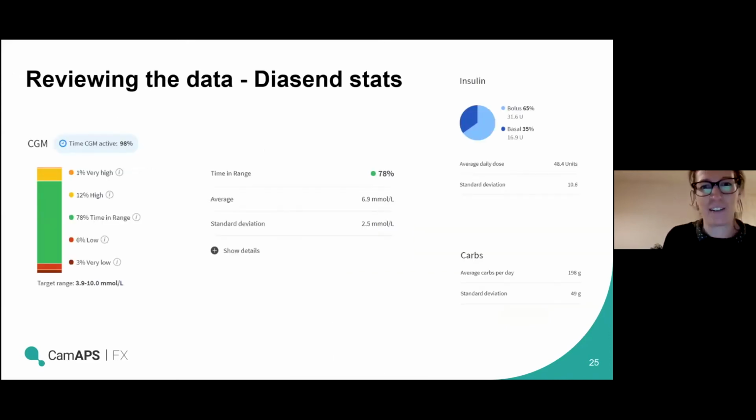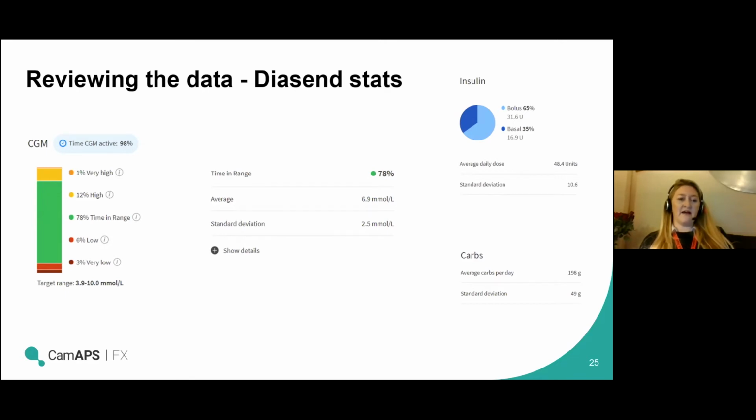So I'm going to hand you back to Sarah now to look at another case. So when you're looking at data initially, the Diasend takes you straight to the summary page. And so just looking at this summary page, your eye is drawn straight away to the fact that this is looking pretty good, 78% time in range, and a good average of 6.9 with quite a low standard deviation level. But the area of concern is the fact that there's a fairly sizable level of lows. So you've got 6% low and 3% below the 3.0 millimole per litre level.